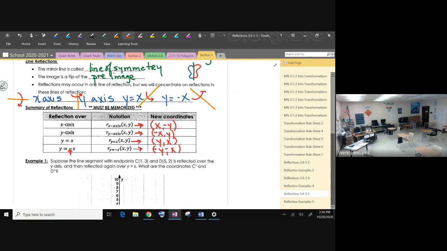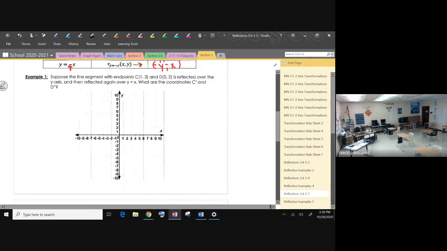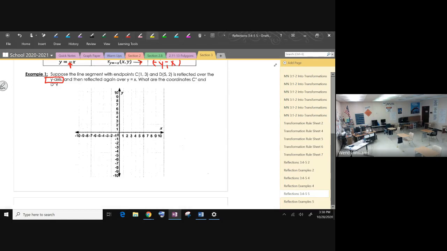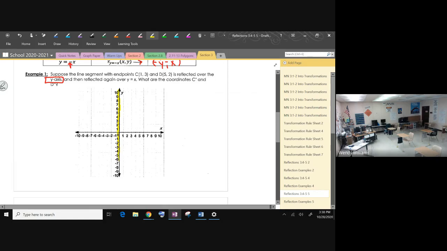You will memorize them and you'll understand how to use them. First, we flip or move the x and y, then we come back and change the signs. Okay. So we're going to flip this over, reflect it over the y-axis. So again, the y-axis is vertical. So we're going to change our x's from the left to the right because we're jumping over the yellow line.